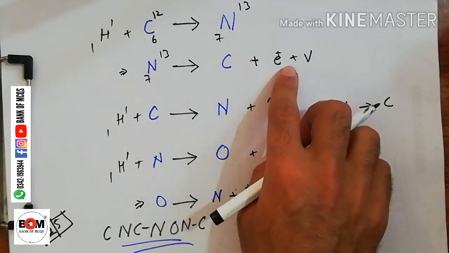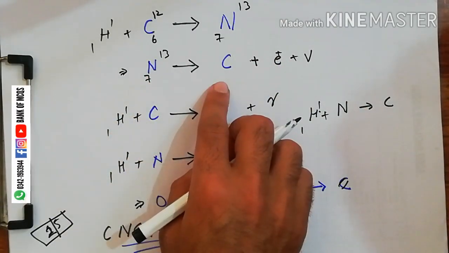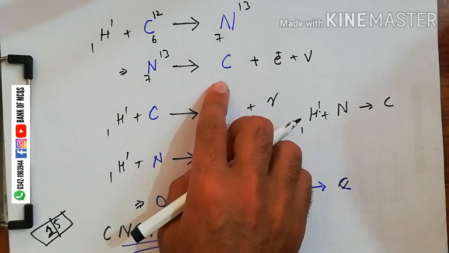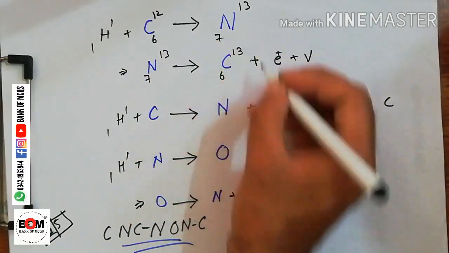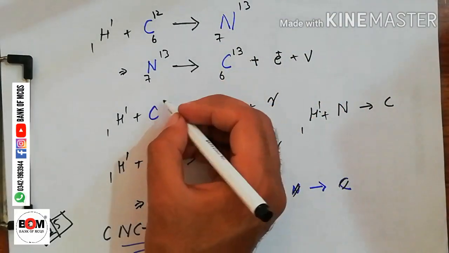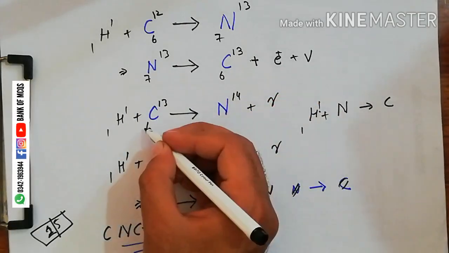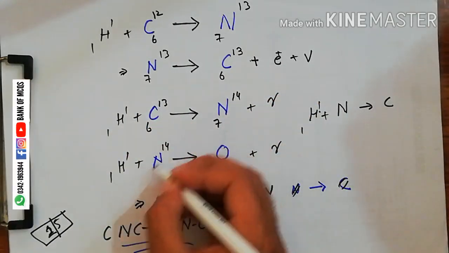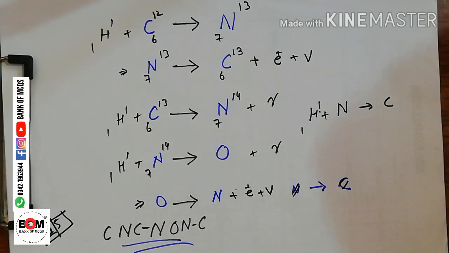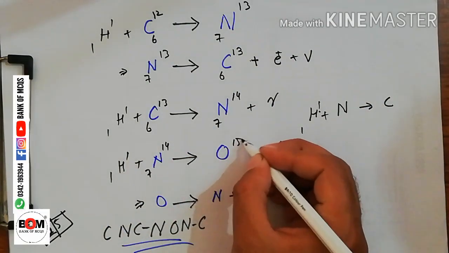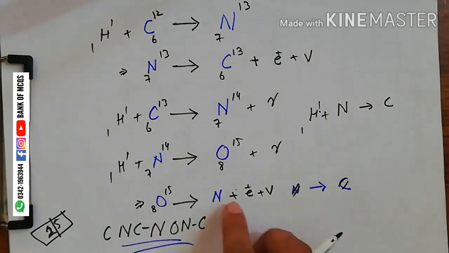Now it is converted into positron. So in positron the number is decreased by 1. So 7 will become 6 and 13 will remain the same. The next is that C13 6 reacts with hydrogen and forms 13 plus 1, 14, and 6 plus 1 is equal to 7. So 14 and 7 react with another proton and it is converted into oxygen. So 14 plus 1, 15, and 7 plus 1 is equal to 8. So 15, 8.